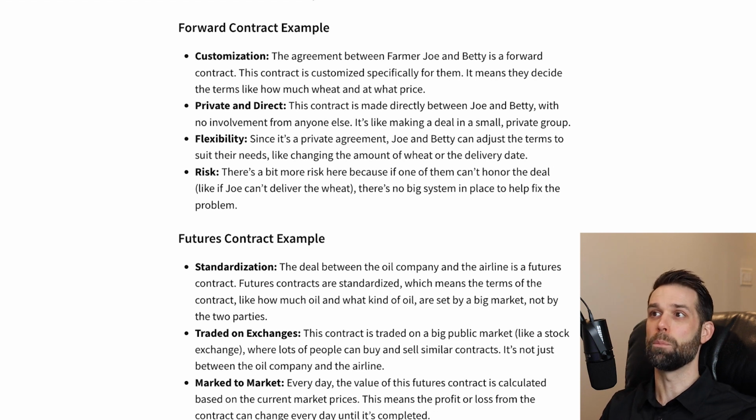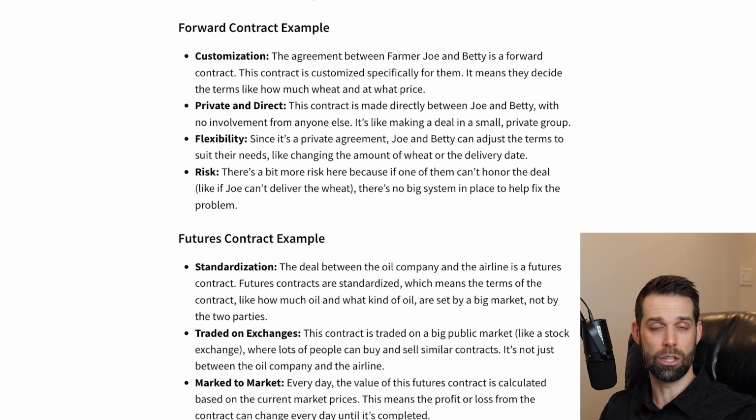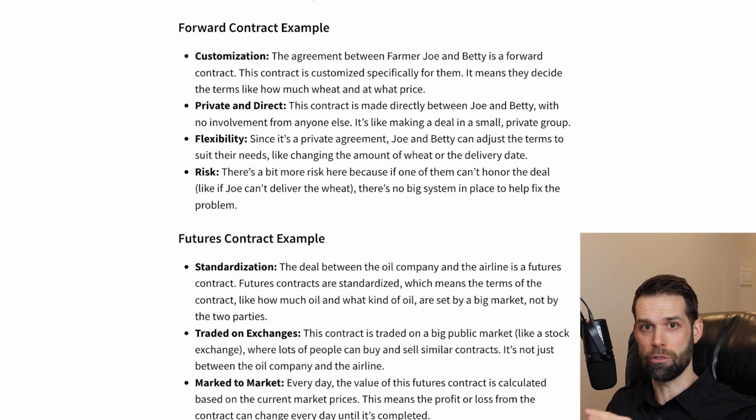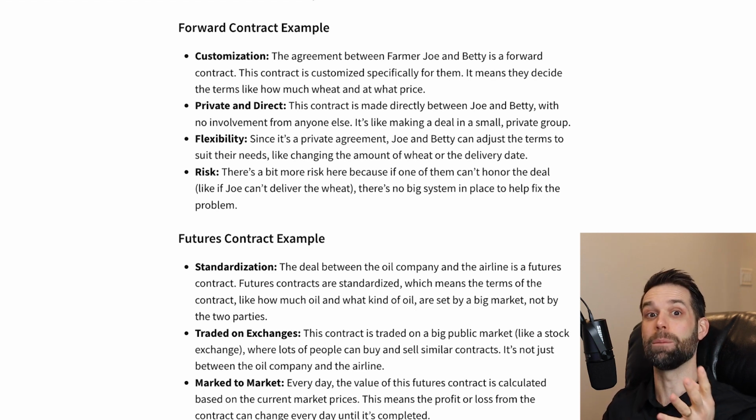Flexibility: since it's a private agreement, Joe and Betty can adjust the terms to suit their needs. We talked about that, changing the delivery date or the amount of wheat and so on. Now there is a little bit more risk, because if one of them can't honor this deal, there's no sort of big system in place that can help fix their problem. So that's a forward contract, and you will not be dealing with forward contracts. I'm assuming neither will I. These are between people that are actually buying and using the commodities.